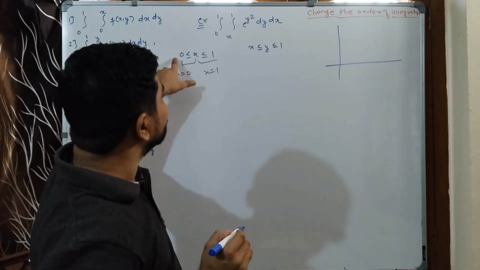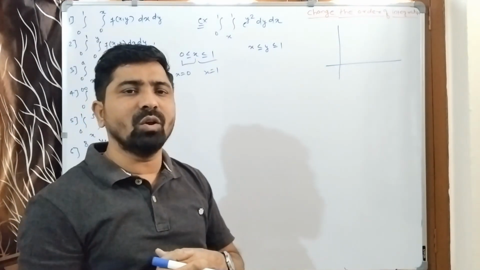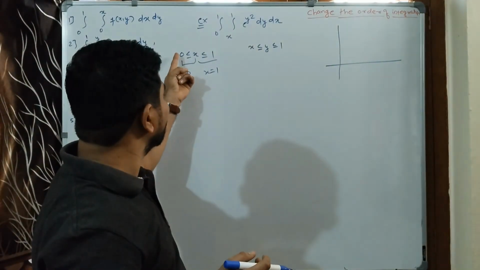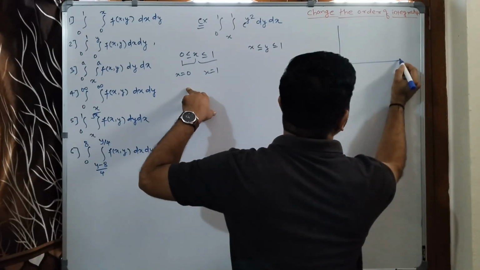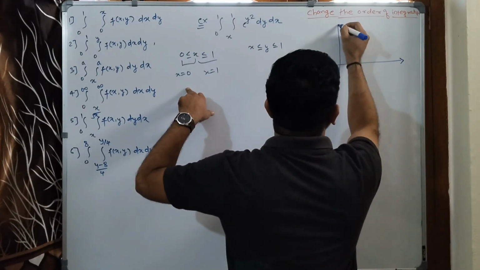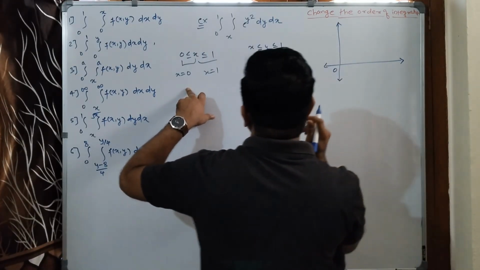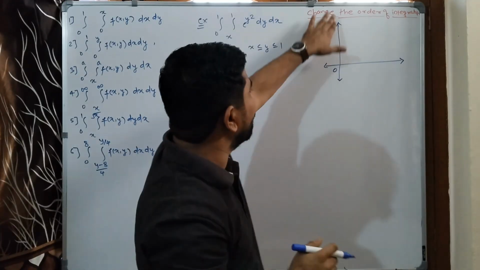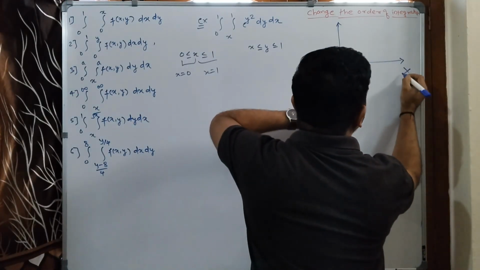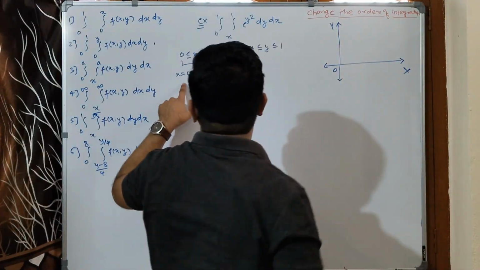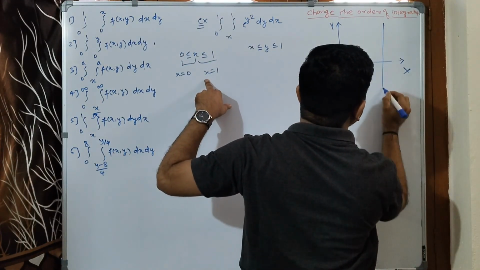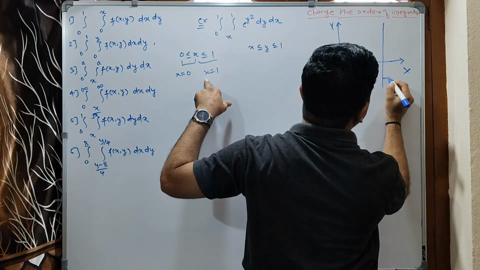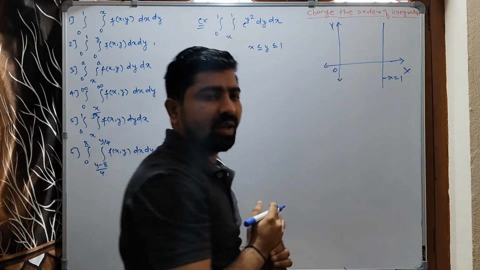The x belongs to the closed interval 0 to 1. X takes all the values from x equal to 0 to x equal to 1. So here this is my origin, this is the x axis, this is the y axis, and x equal to 0 means the complete y axis. And x equal to 1 means I will take this line just for the sake of understanding.